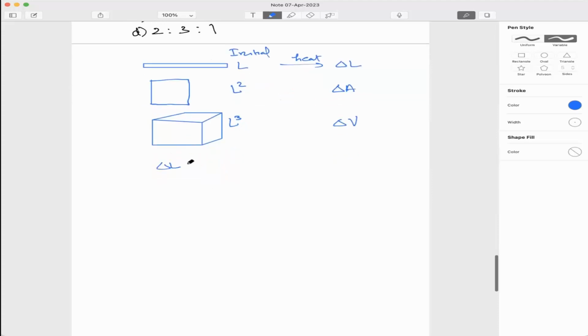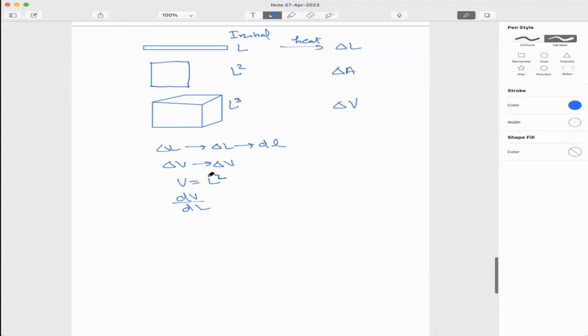So delta L we can call DL, and delta V we can call dV. We know V is L cube, so we can differentiate with respect to L to get the change with respect to L. So dV by dL is 3L square. Similarly, delta A is nothing but dA, and A is L square. So dA by dL is nothing but 2L.